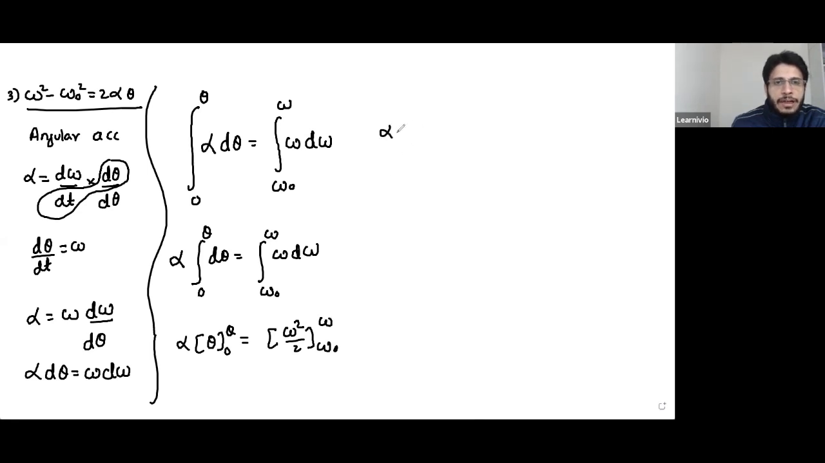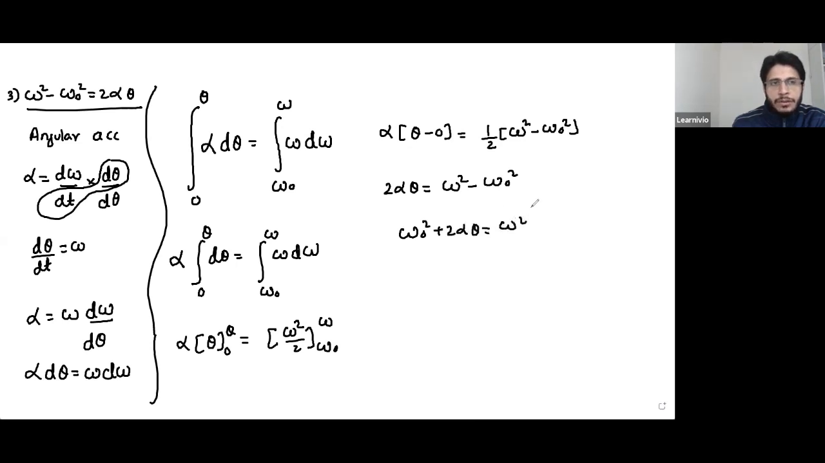Next, you can write alpha times theta minus 0 equals 1 by 2 times omega square minus omega naught square. You can just multiply the 2 to the left hand side. So it's 2 alpha theta equals omega square minus omega naught square. You can take omega naught square to the other side. So it's omega naught square plus twice alpha theta equals omega square. So that's your third equation.